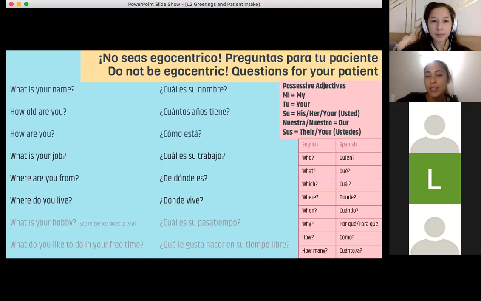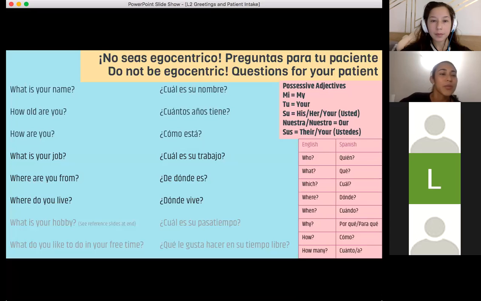Que, or what, is I would say the most common one. It's interchangeable sometimes with which. Sometimes you'll see that some words in Spanish, you could phrase your sentences with either que or cuál. Sometimes cuál sounds a little bit more formal, but either way, it's okay to go with either or. You're never going to go wrong with que. I think it's the most commonly used one.